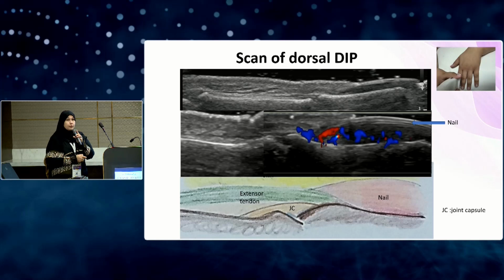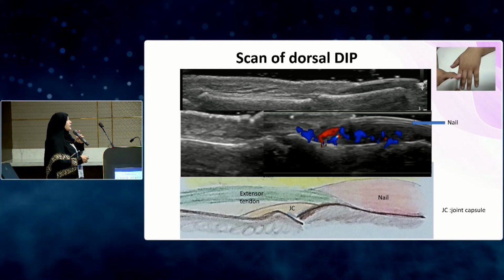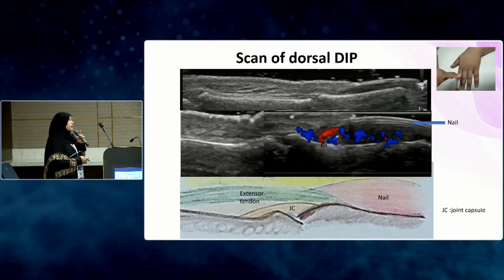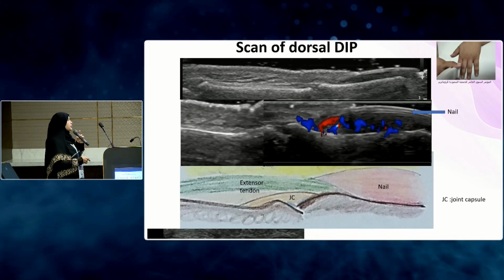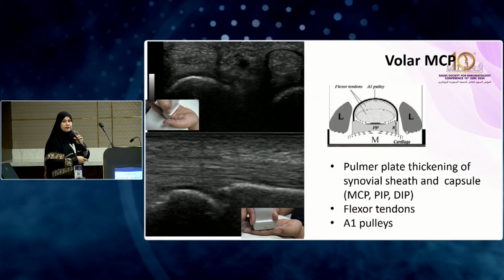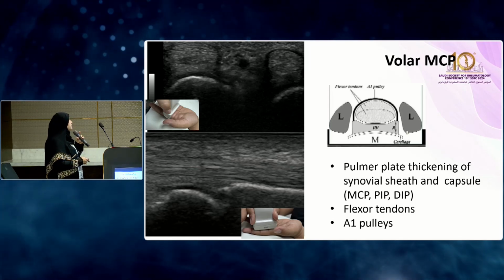Scanning of the nail is important to appreciate the trilamellar pattern. Doppler signal also can be identified normally. However, exaggerated Doppler signal may indicate active inflammation in case of psoriatic arthritis.